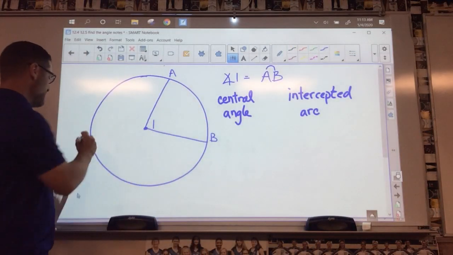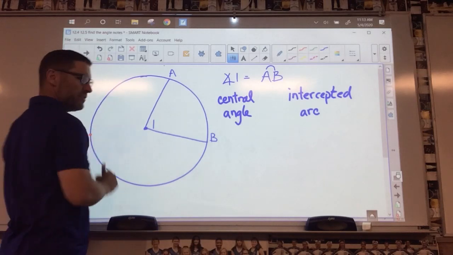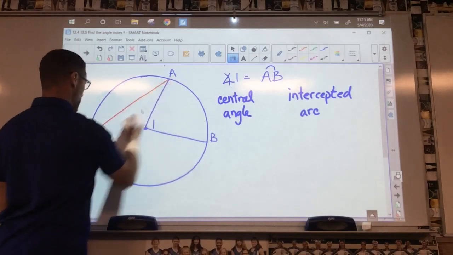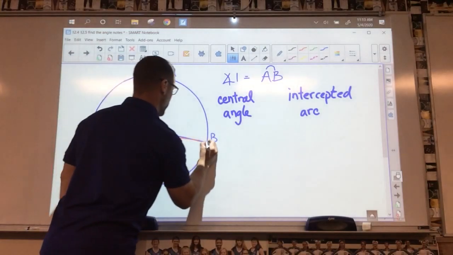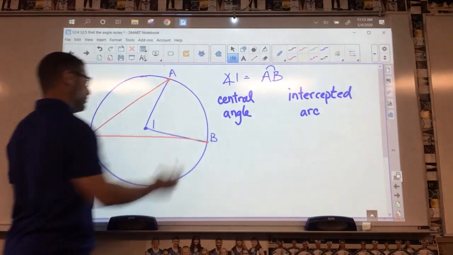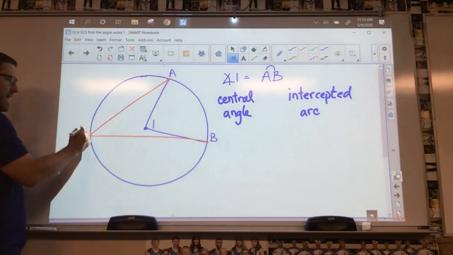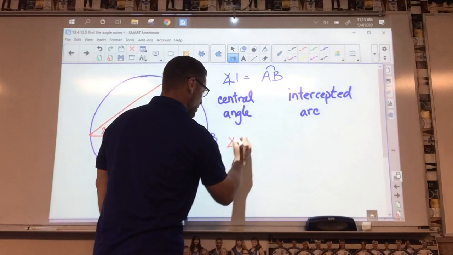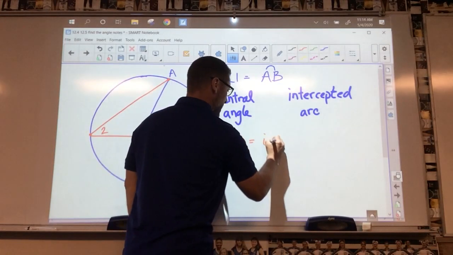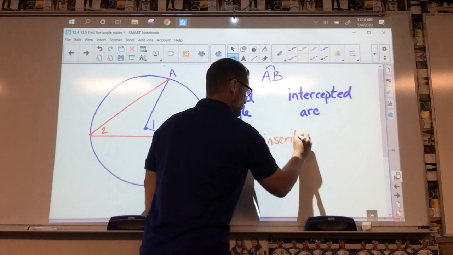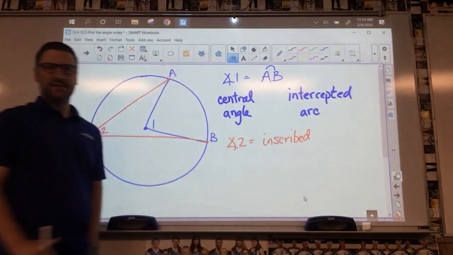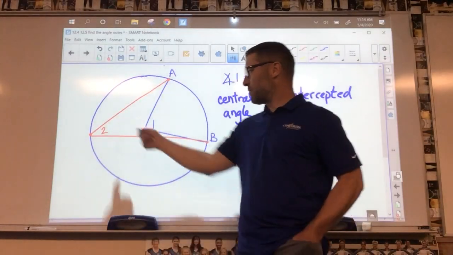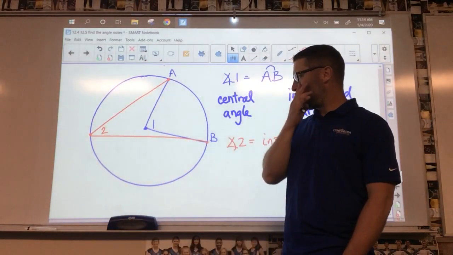Now, the inscribed angle is what you would get if you put the vertex on the circle somewhere and you extended it out like that so it hits the same 2 points. That red angle, I'm going to call it angle 2. Angle 2 is called an inscribed angle, and this video is specifically about that type of angle. What are the rules that go along with an inscribed angle?